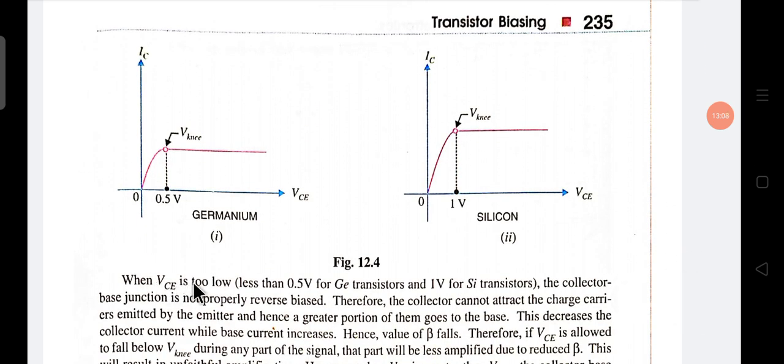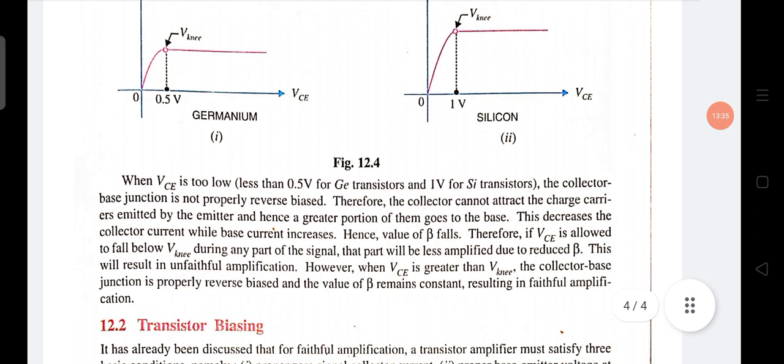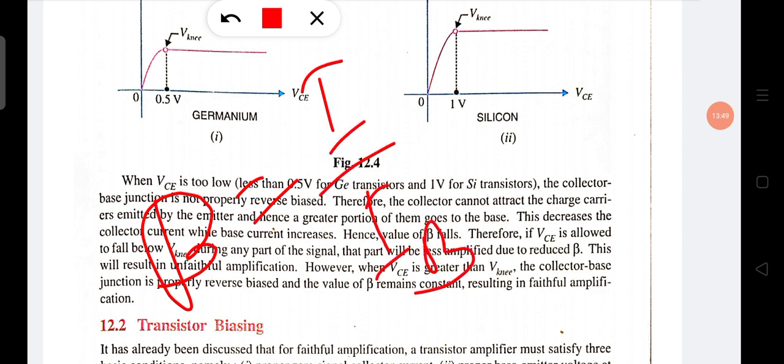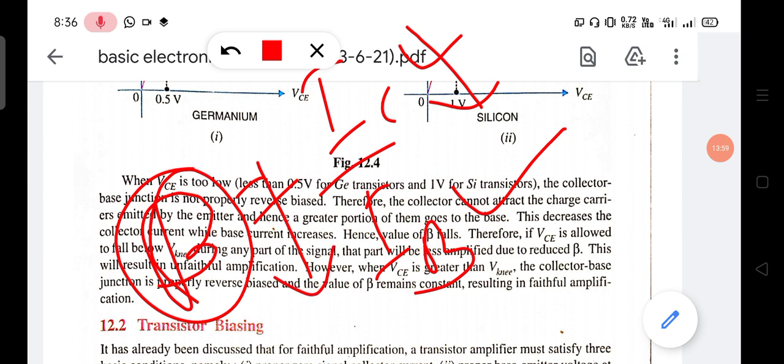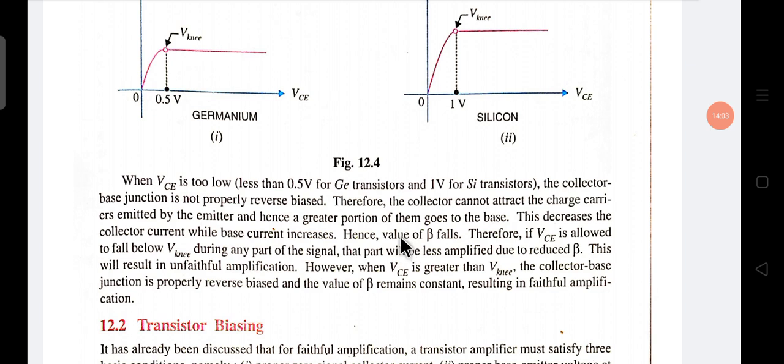When VCE is too low, below 0.5 or 1 volt for silicon, the collector base junction is not properly reverse biased, and therefore the collector cannot attract the charge carriers emitted by the emitter. Hence a greater portion of them goes to the base. This decreases the collector current while the base current increases. Hence the value of beta falls, because beta is IC by IB. Whenever IB is increased and IC is decreased, the value of beta also decreases. Beta is the current amplification factor in the common emitter case. So VCE should always be greater than 0.5 volt, or 1 volt for silicon.